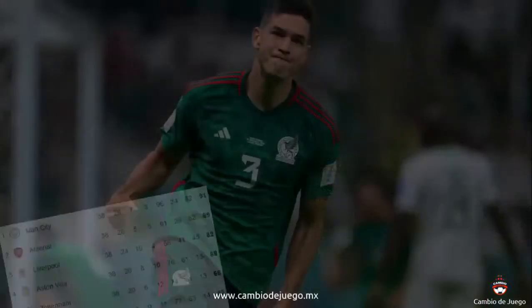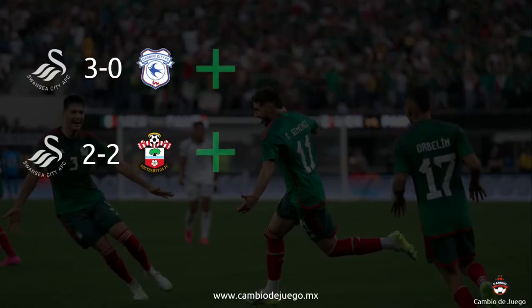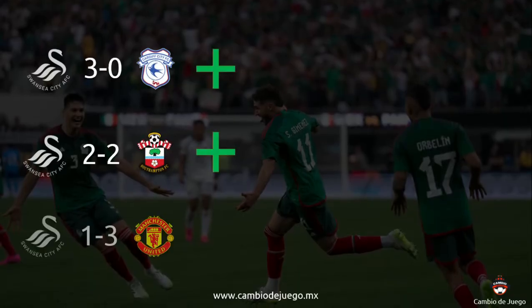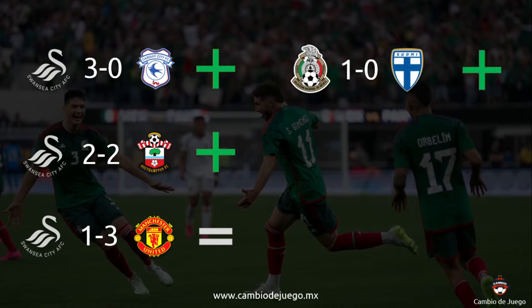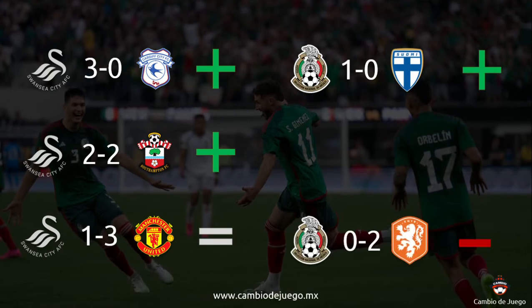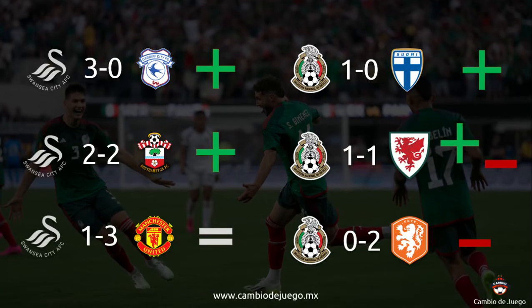As mentioned, the FIFA ranking is a table of points different from what we're used to. Conventionally, if you win or draw, you get points, and if you lose, you stay the same. But here, victories will give you points, while losses will take them off you. In case of a draw, you can gain or lose, as we will see later in this video.